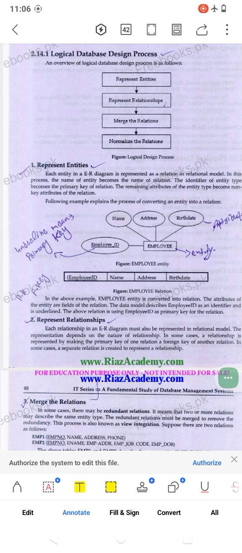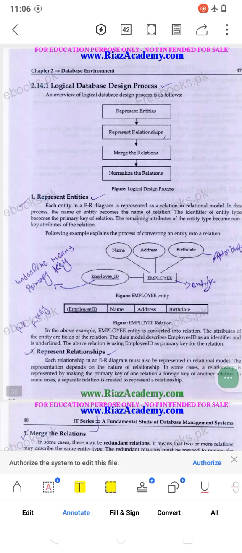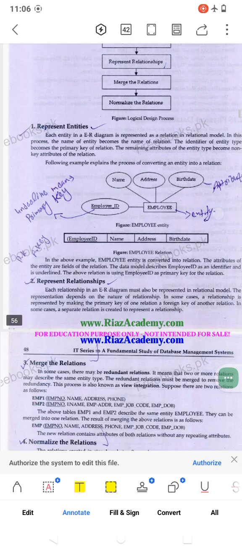merge the relationships. In merging relationships, we can discuss or remove redundancies. Basically, if any relationship has the same meaning, it can be merged with the previous one. Normalizing the relationships means to reduce the anomalies or redundancy in the data. Okay, further we will go into these topics in depth.